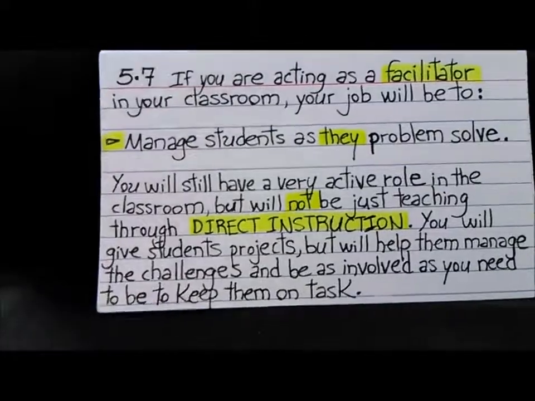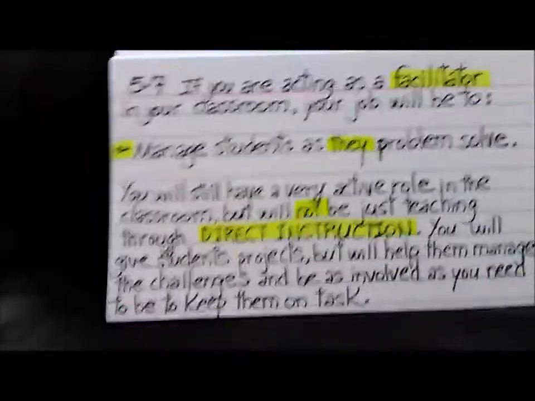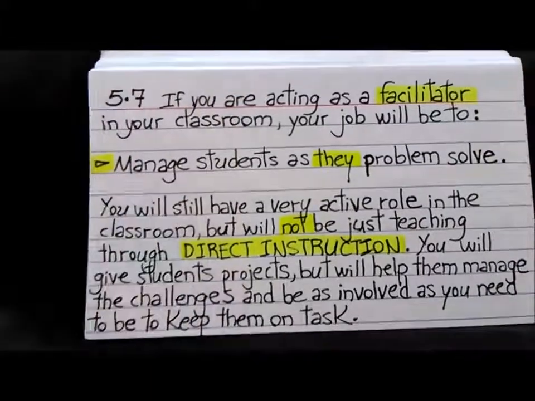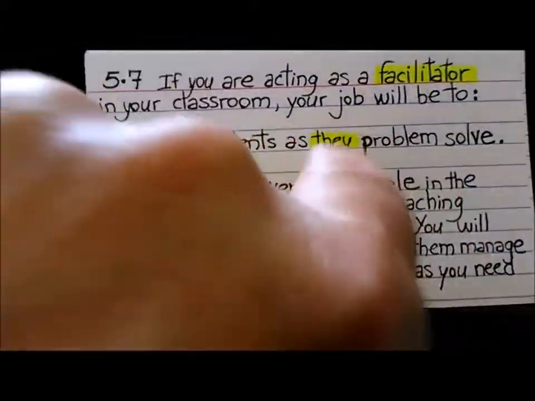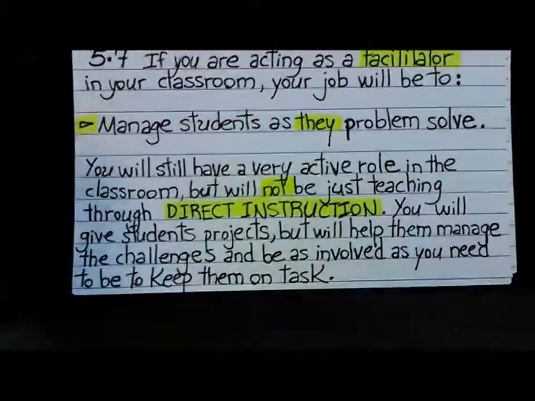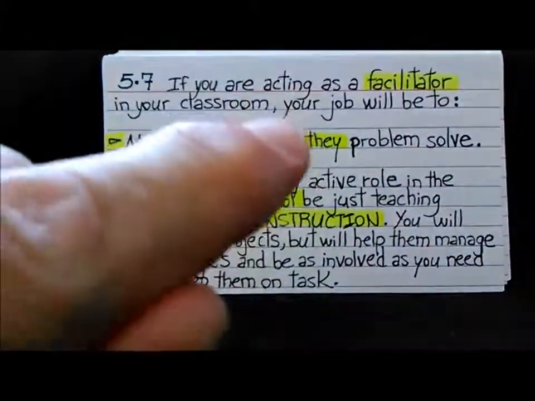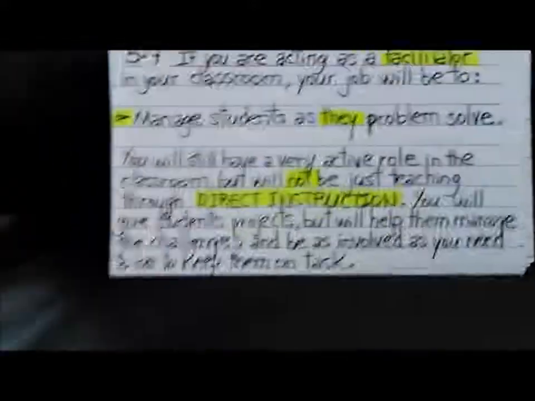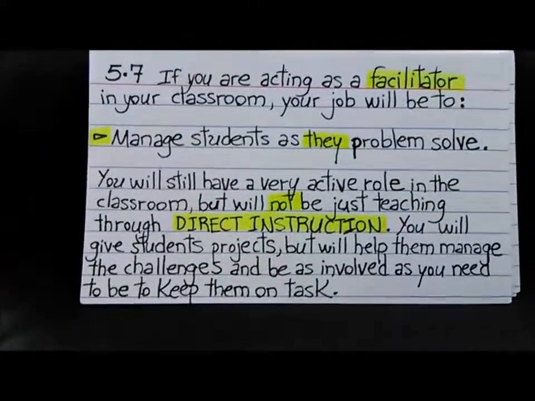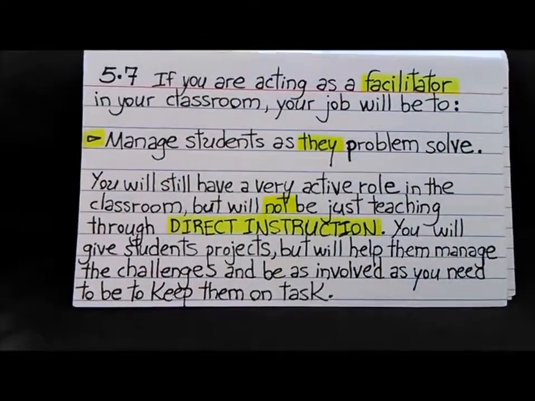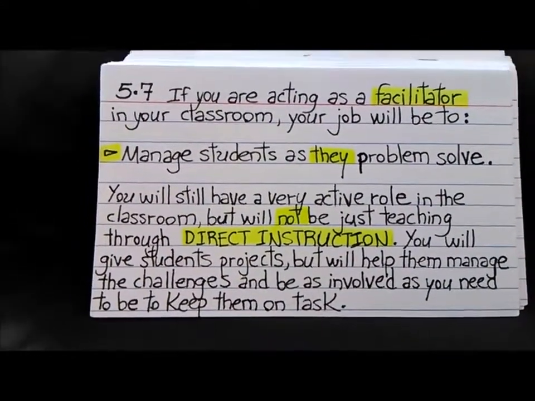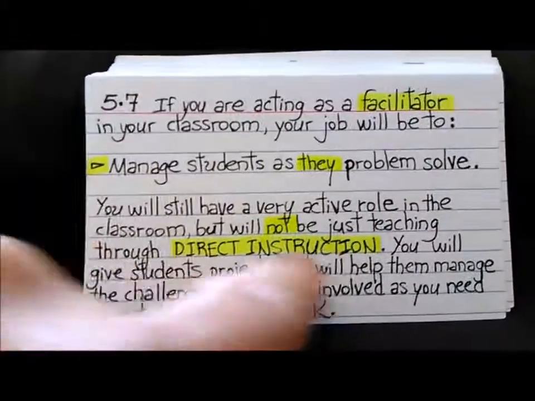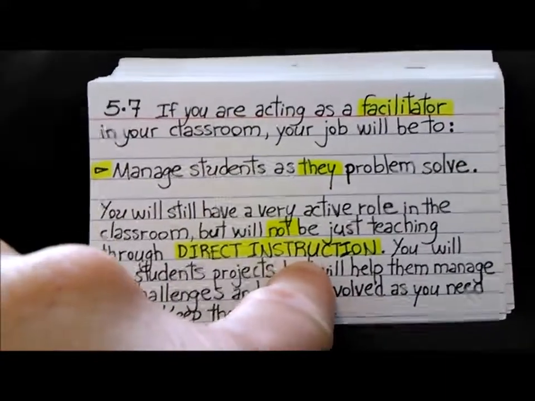If you are acting as a facilitator in your classroom, your job will be to manage students as they problem solve. Okay, not you. It's not the teacher problem solving, they problem solve. You will still have a very active role in the classroom, but you will not be just teaching through direct instruction. You're not going to be a direct instructor.